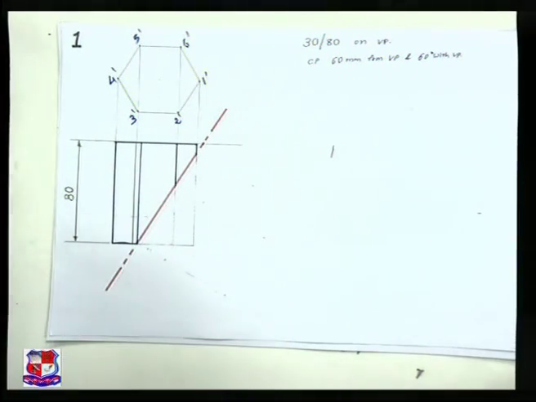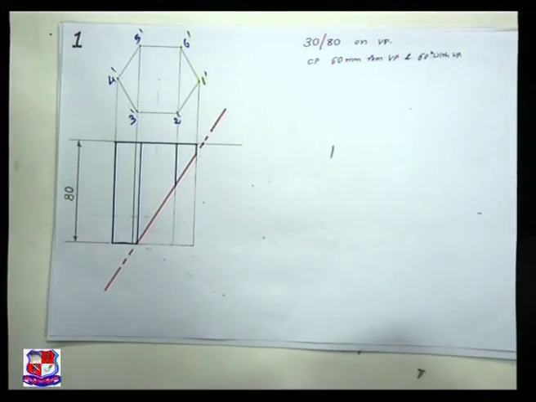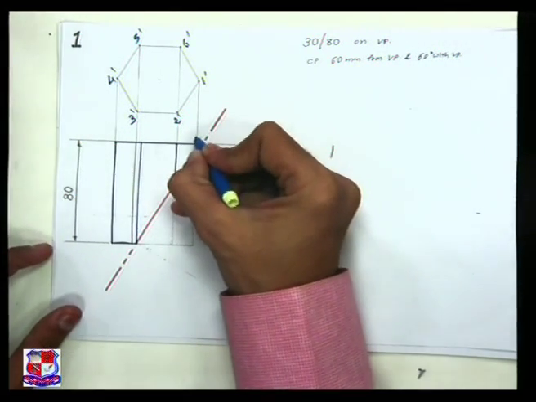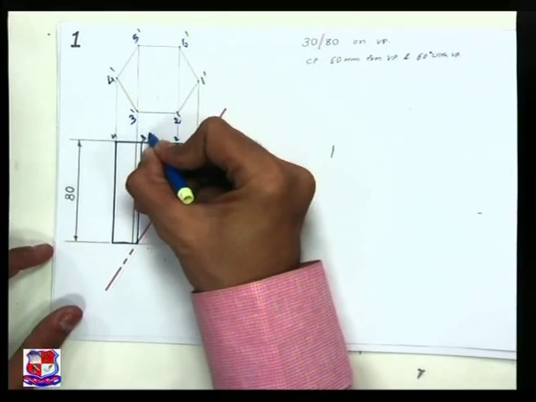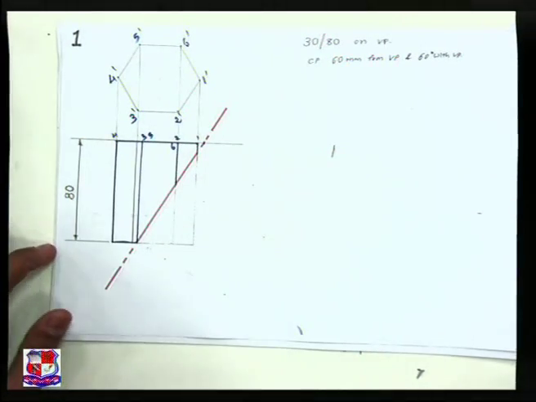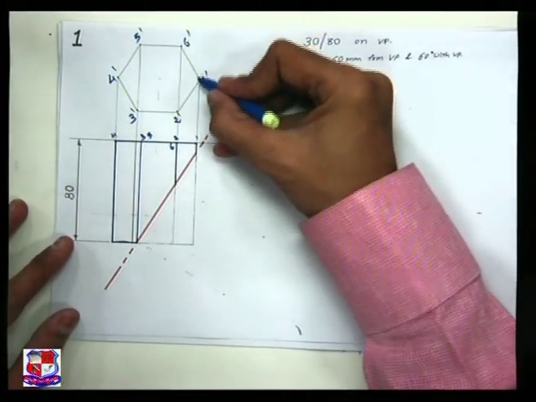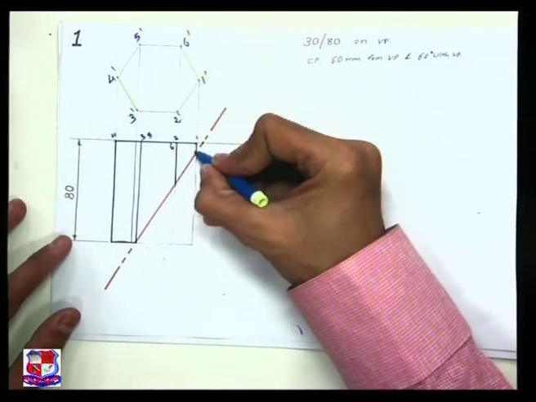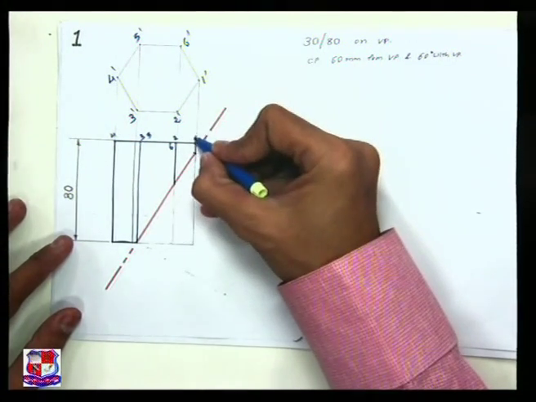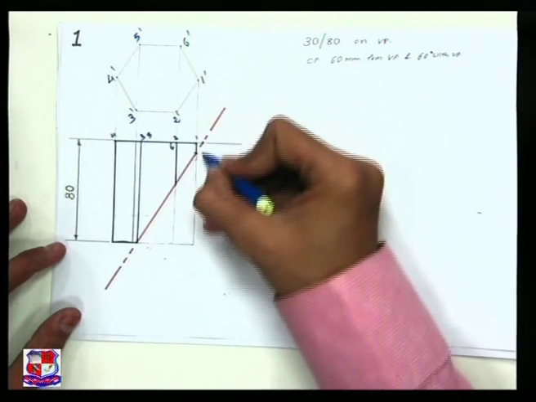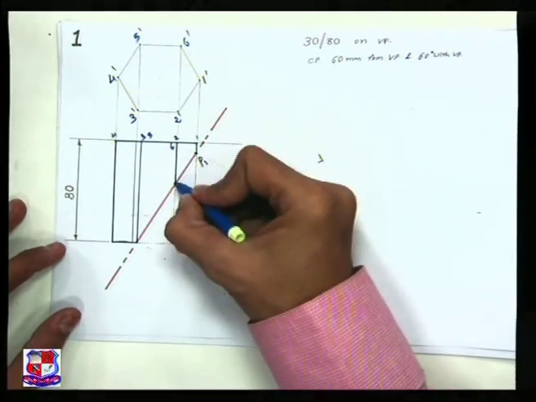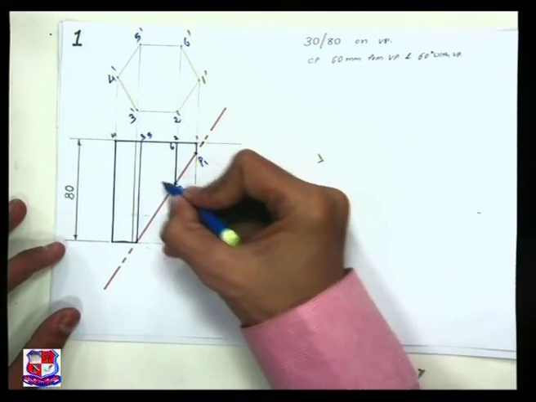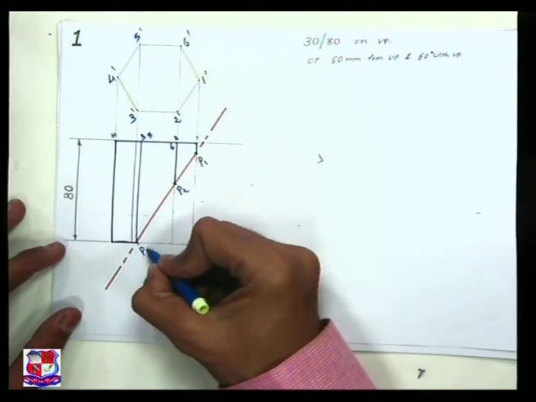1 dash, 2 dash, 3 dash, 4 dash, 5 dash, 6 dash, and appropriately here 1, 2, 3, 4, 5 and 6 points are there. Now on point number 1, the intersection of this generator or projection line from 1 and the cutting plane is here. So the P1 point is here, from 2 the P2 point is here, from 3 the P3 point is here.